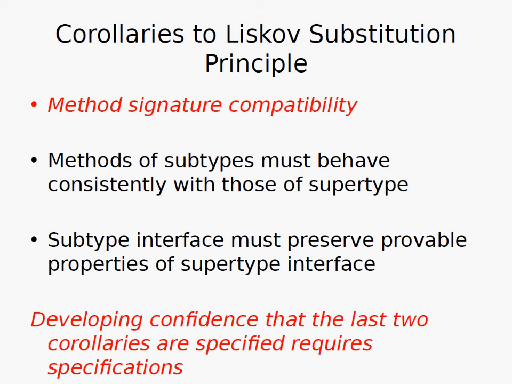Okay? But these last two here are things that, ladies and gentlemen, you have to check. To write code that's reliable, that's solid, that won't break other people's code, you need to check these things manually, and you have to provide specifications that will allow other people to reuse your code, your superclasses, your car, as it were, class in a safe way themselves. And this has to do with methods of subtypes having to behave consistently with those of the supertypes, and the subtype interface having to preserve provable properties of the supertype interface.